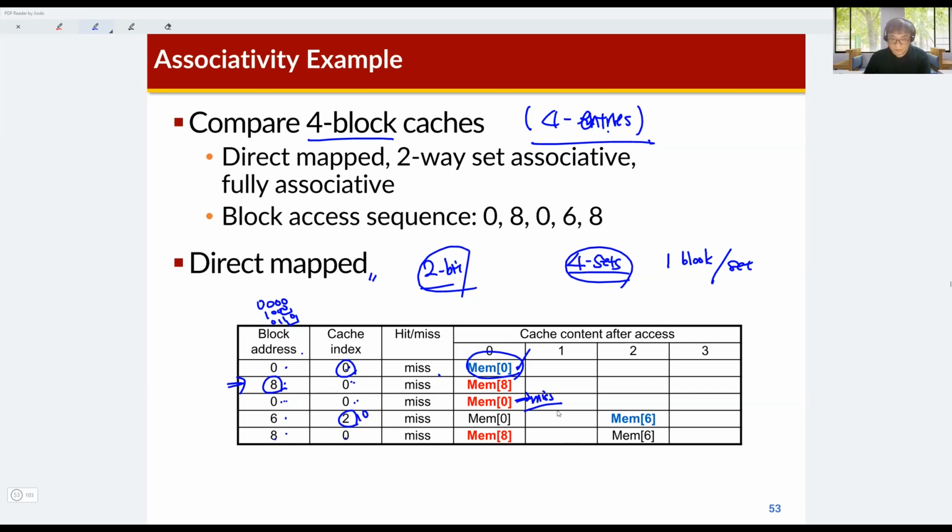Okay, so 6 is assigned to a different cache entry, entry number 2. And then A is also accessed. It's also a miss. Why? This data is evicted by this request. So all requests are misses in this direct mapped cache.